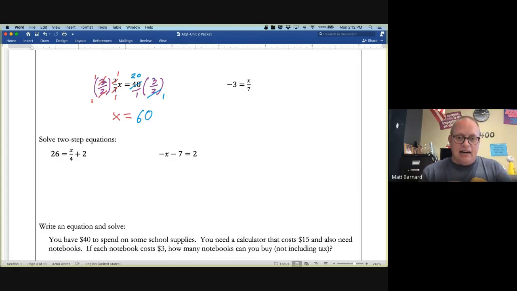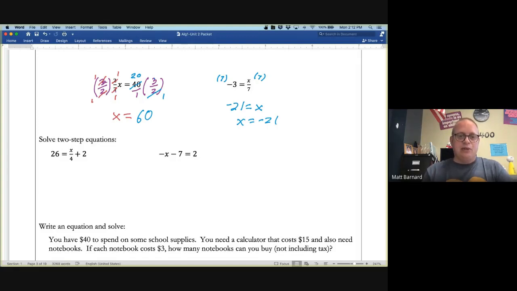Now, on this final one over here, we have to get rid of that 7 on the bottom. This is x divided by 7. So the inverse of division is multiplication to both sides. And I'm going to show multiplication by putting that in parentheses there. So 7 times negative 3 is negative 21. And if you're dividing by 7 and multiplying by 7, they undo one another. So you're left with x. X equals negative 21. And we can write it either way, like we have, or like this.